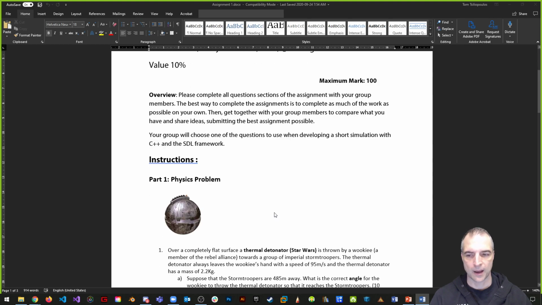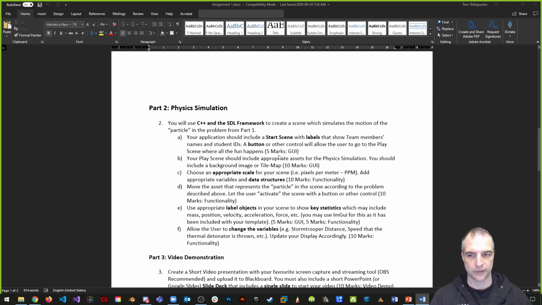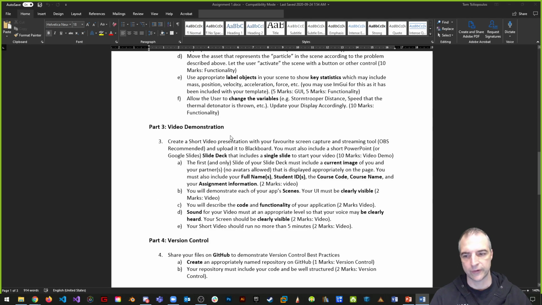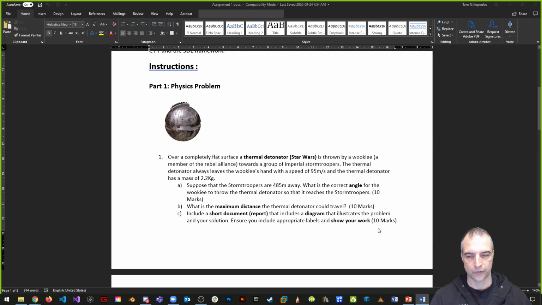There's a few parts to it. One part is the physics problem, and then the second part is the physics simulation that you're going to be building in C++, followed by a video demonstration and then version control. Those are all pieces of your assignment. Let's go to the first part first, and you can read this documentation online as it's already been released to you.